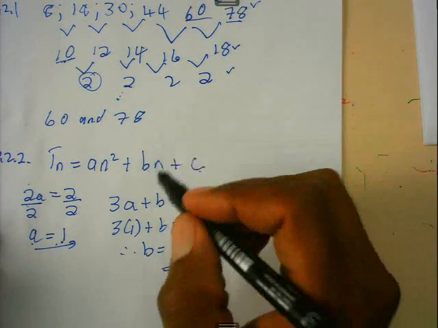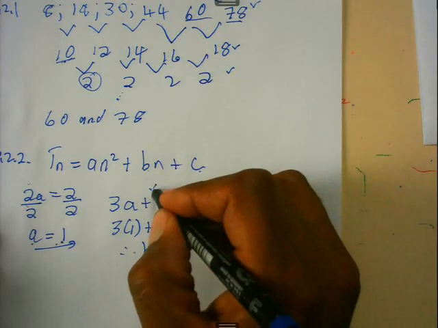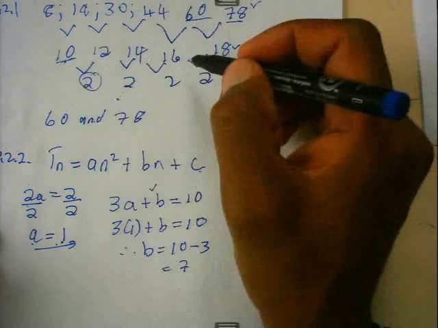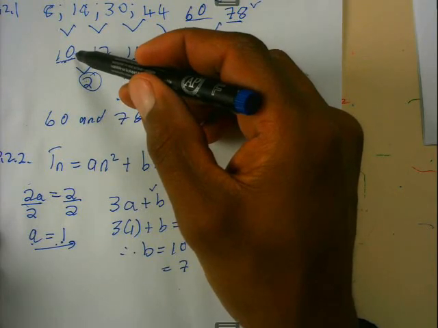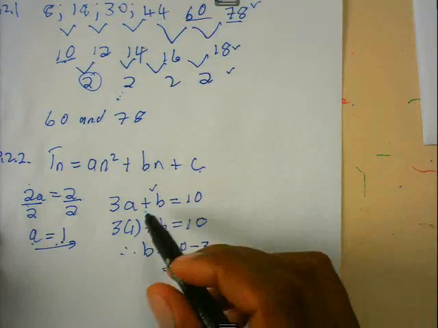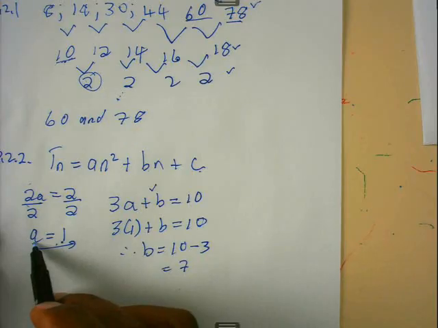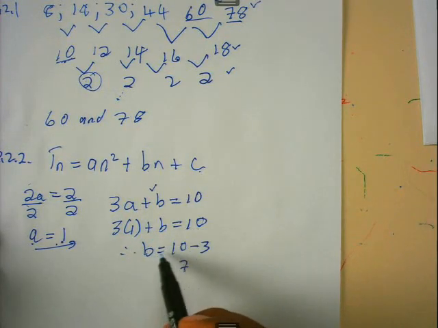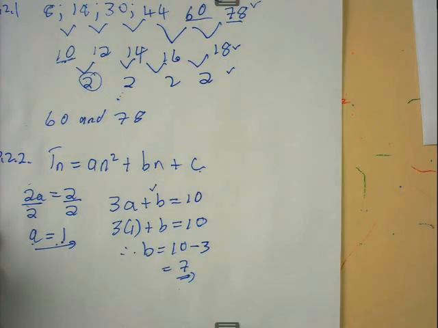Then on the other side, we have 3a plus b. 3a plus b is the first term of the first difference. And of course, you look at the pattern to say, what is the first term of the first difference? You can see the first term of the first difference is equal to 10. That is why I equate 3a plus b with 10. Because you know the value of a, you just substitute it there to say 3 times 1 plus b is equal to 10. Now you make b the subject of the formula. Therefore, 10 minus 3 is equal to 7.